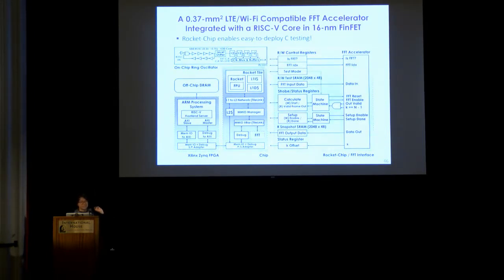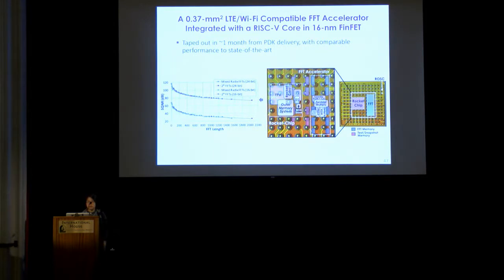So this is the FFT accelerator that was taped out in CRAFT in 16 nanometer. Basically, it's attached to a Rocket RISC-V core and also has this hand laid out ring oscillator. This was in 16 nanometer. It was taped out within 1 month from when we got our first 16 nanometer FinFET PDK. And basically for control, the Rocket chip just sets up the FFT for a particular FFT that you want configured at runtime, and then feeds in the data, waits until it's output, and you can do all the testing in C. So the performance is comparable to state-of-the-art.